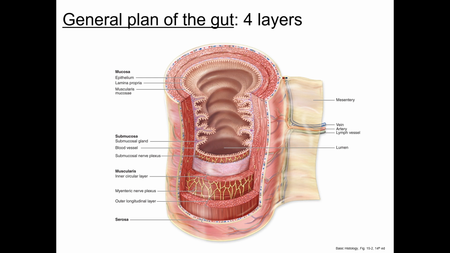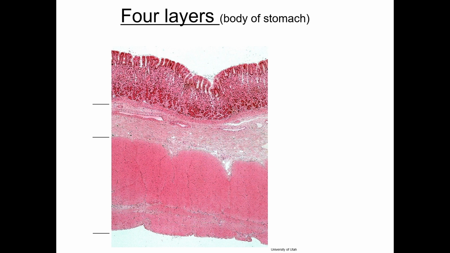This cartoon illustrates that the GI tract is a hollow tube with a lumen that can vary in diameter, and the wall is made up of four main layers: the mucosa, the submucosa, the muscularis externa, and the serosa or adventitia. This H&E section is taken from the body of the stomach, but it gives a good overview of the four layers. We'll walk through the organization of each layer, beginning with the mucosa.